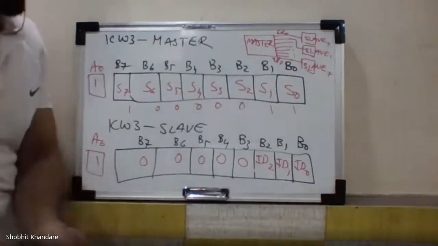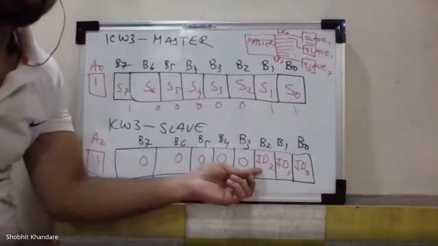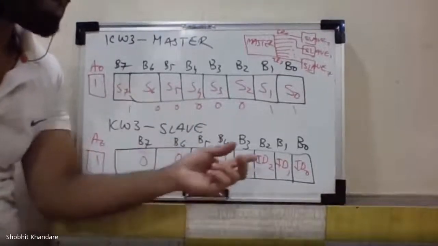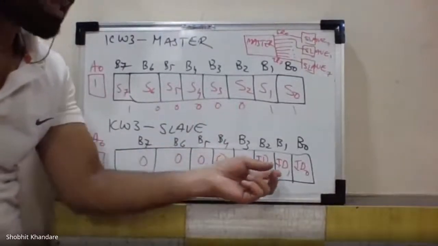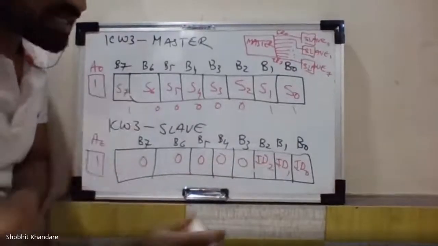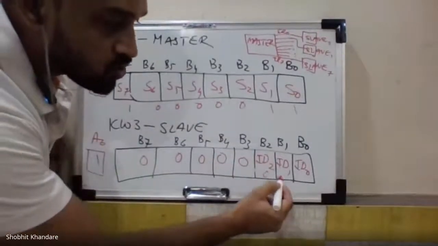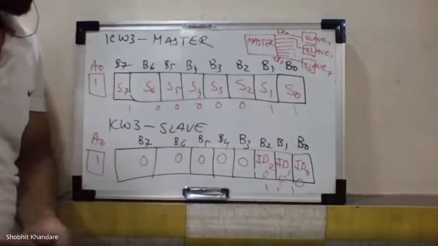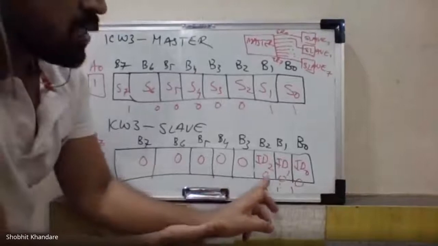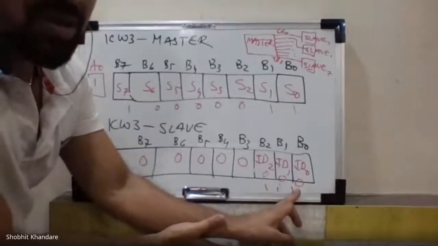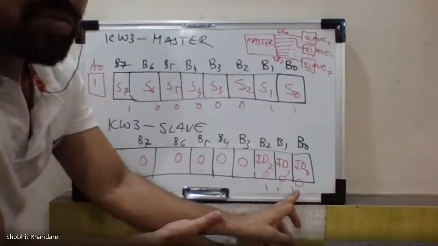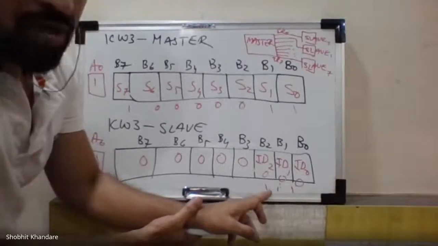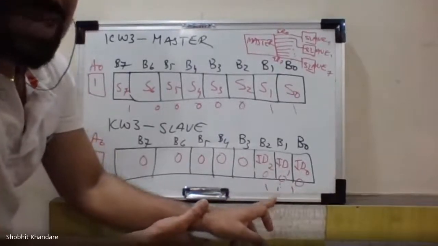So ID stands for identity, like the student ID you wear around your neck; similarly this is the slave's ID. And your slave ID will vary from 000, dot dot dot, till 111. What does this mean? 000 means your slave ID 0. Dot dot dot, 111 means your slave ID 7.